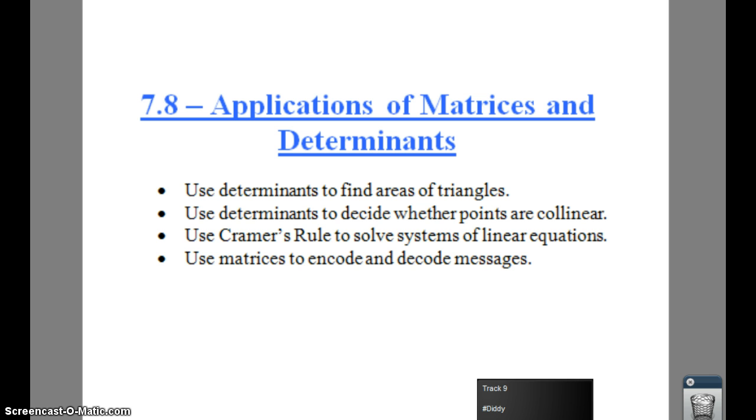So we'd like to welcome you to number 7-8, our last section here with matrices in this chapter. We are going to use determinants to find areas of triangles. We're also going to use them to decide whether points are collinear. We're going to do something really cool with Cramer's rule. And then we're also going to encode and decode messages, just like they did back in the olden days, World War II, the Gulf War, all those old times.